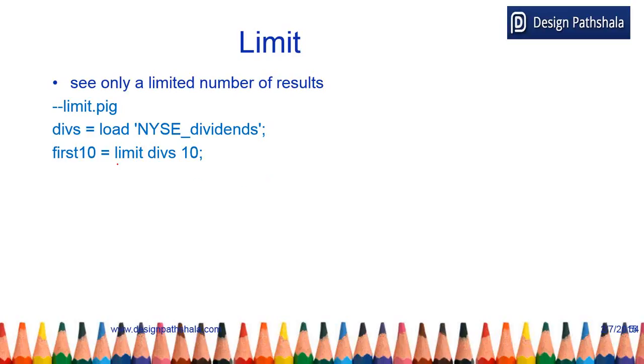I'm limiting my data. You will be using this a lot for testing kind of purposes. What I'm saying is limit divs by 10. So only 10 rows would be loaded or used from your divs variable, and you can use that for debugging. So limit is similar to what we have used in Hive or SQL queries, limiting the data for our testing purposes, looking into the data and those kind of things.